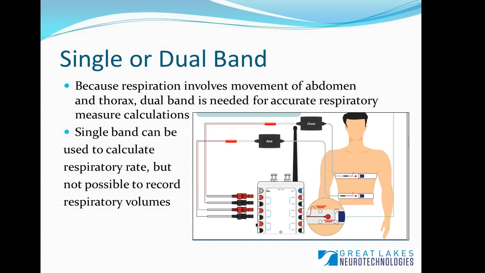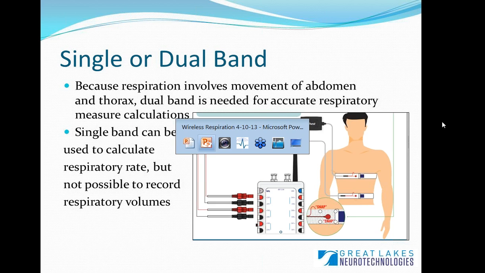If you did use just a single band, you'd be able to calculate respiratory rate just by looking at the waveform of the inhalation and exhalation, but you cannot accurately record respiratory volumes. So that's why using two bands is really important to make sure you're able to derive all the parameters you need for your specific application. As I mentioned, I'm now going to give you a demonstration of wireless respiratory measurement using RIP.